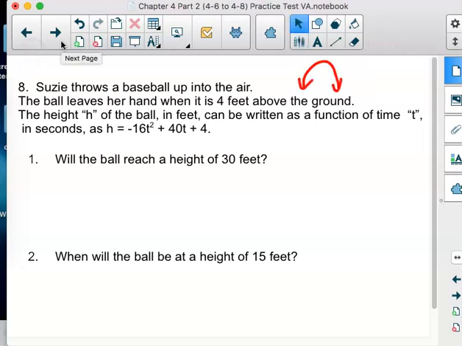The ball leaves your hand when it's 4 feet above the ground. The height h of the ball in feet can be written as a function of time t in seconds as, well, look at that. They gave us the whole formula and everything. Will the ball reach a height of 30 feet? Where should the 30 go? Here's our formula. What does the 30 represent? Height. It's got to go there.